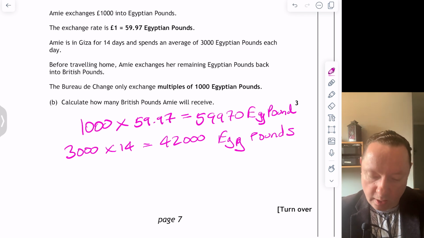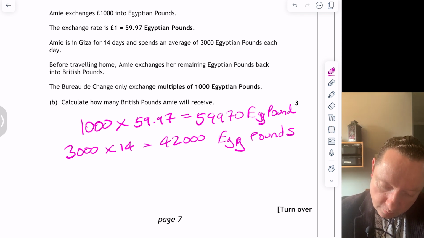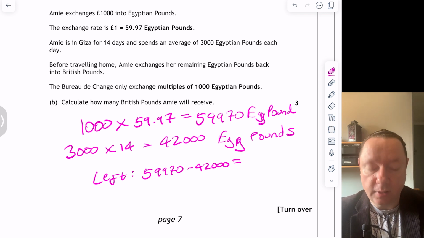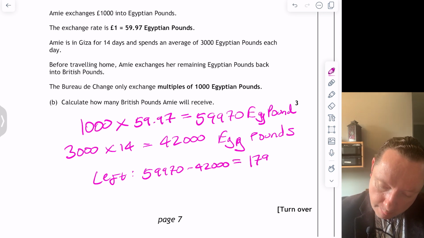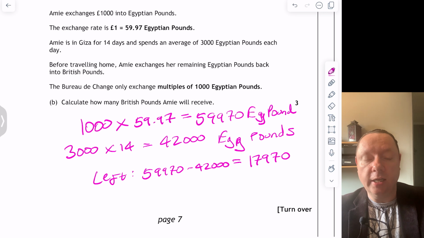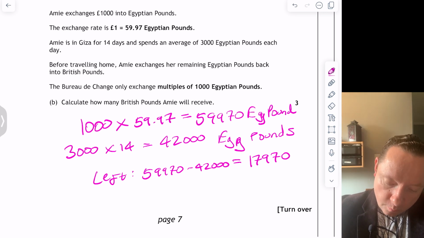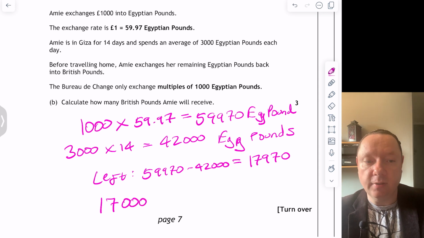So how much has she got left over if she had 59,970 and spent 42,000? So left would be 59,970 minus 42,000. Again, using a calculator, you get 17,970. And we're going to change them back, but we only take multiples of 1,000. So the most I can take back is 17,000 because 970 is less than 1,000.